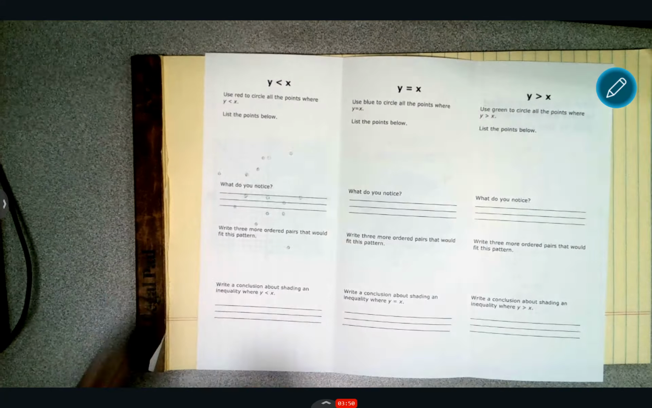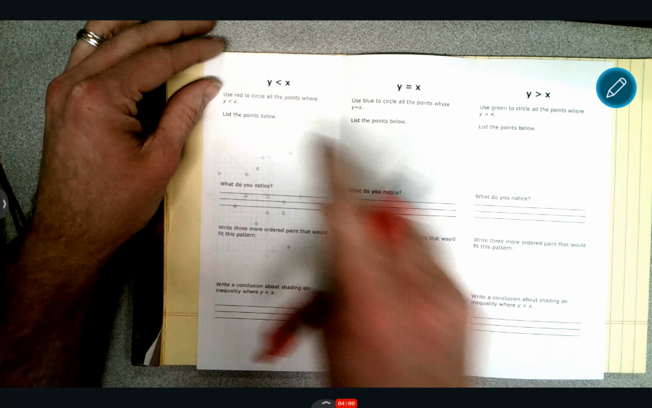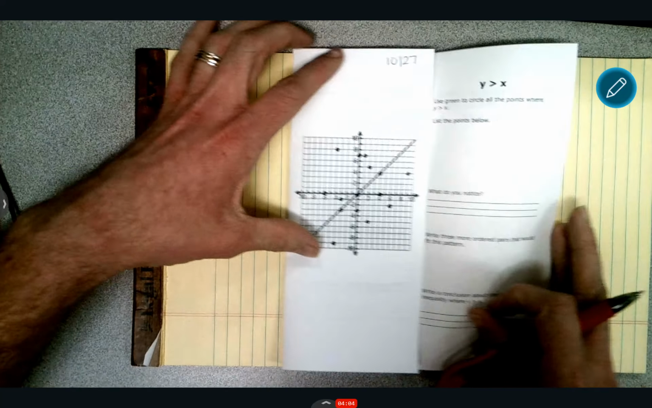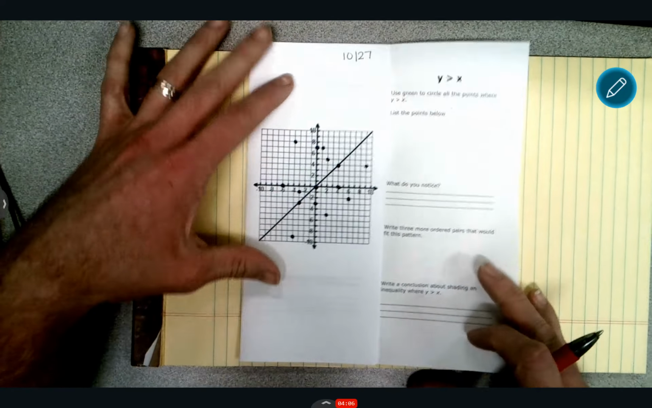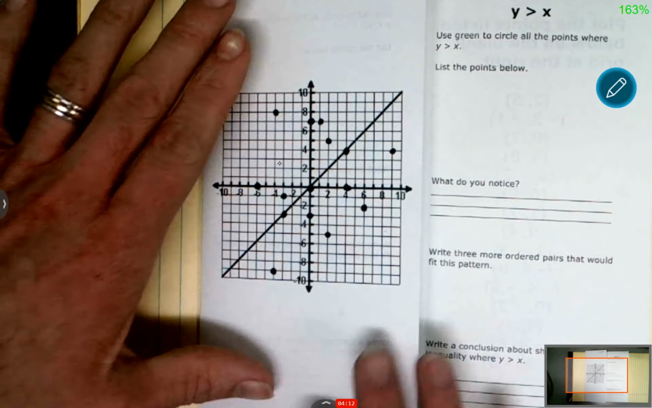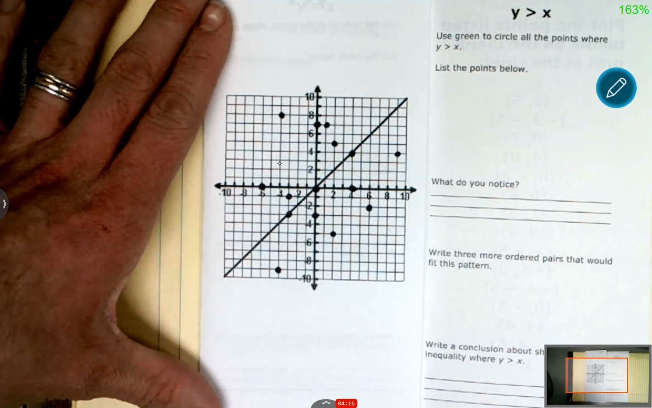And we're going to look at the first fold. Y is less than x. So what we're going to do is look at the places where y is less than x, all of the points on the grid where y is less than x. So, take a look at our points again. And somebody raise your hand and tell me, what is a point where the y value is less than the x value?